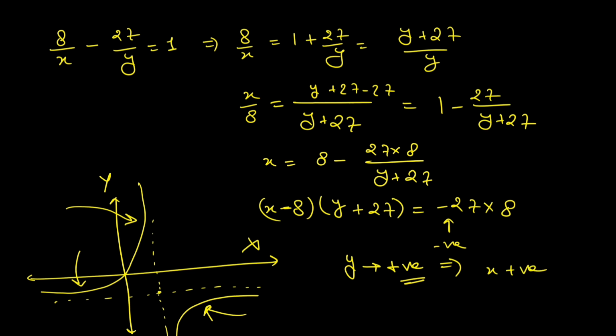Okay, so you just try and do it yourself and tell us in comments. Okay, let me give one more hint. We can write x minus 8 equals to 27 times 8 over (y plus 27), and we need to take y as positive, right? So try this by yourself and tell us in comments.